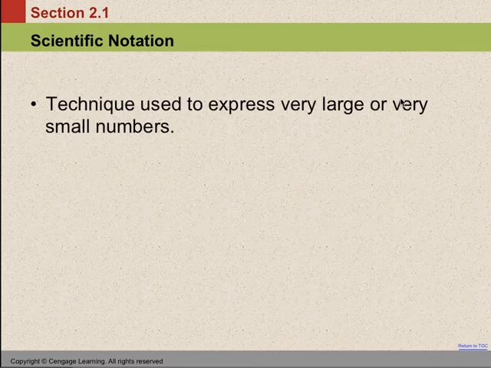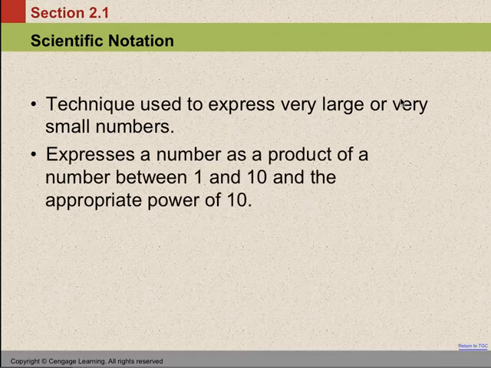Okay, so scientific notation is something that we're going to be using particularly when we're talking about particles and a mole. Scientific notation is used to express very large or very small numbers so that we don't have to write all those zeros. And it expresses a number as a product of a number between 1 and 10 and the appropriate power of 10.